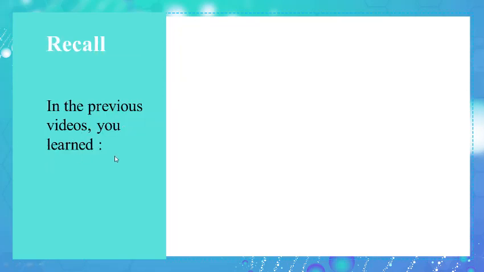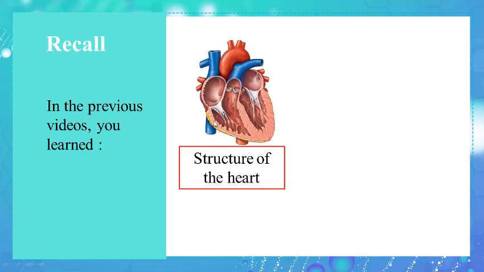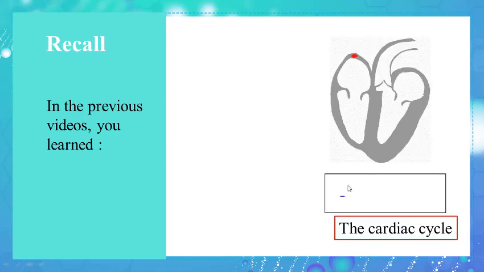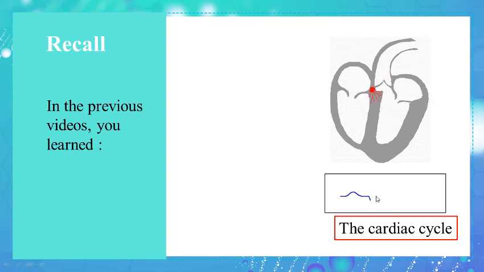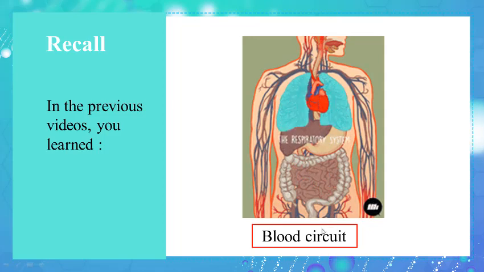In the previous videos, you learned about the structure of the heart that consists of four chambers, the auricles and ventricles, and the two types of blood vessels, the arteries and veins. You learned also about the cardiac cycle and the phases that make this cycle. You learned about the auricular systole, the ventricular systole, and the general diastole. And we learned also about the double circulation of blood that includes the systemic and pulmonary circulation.